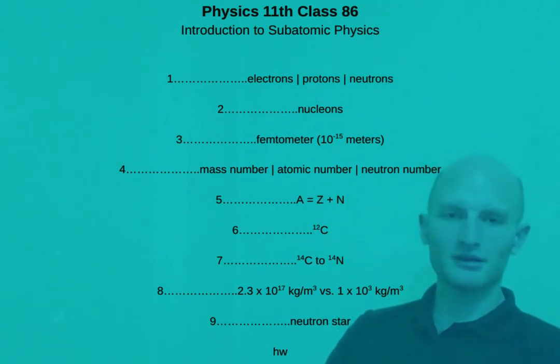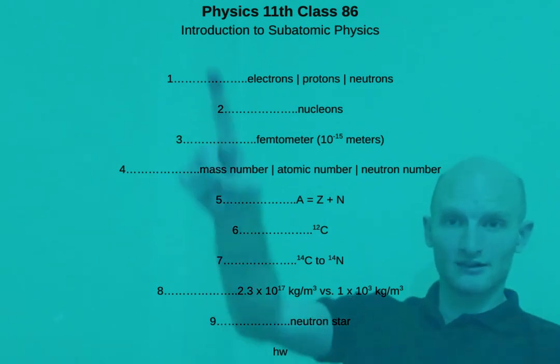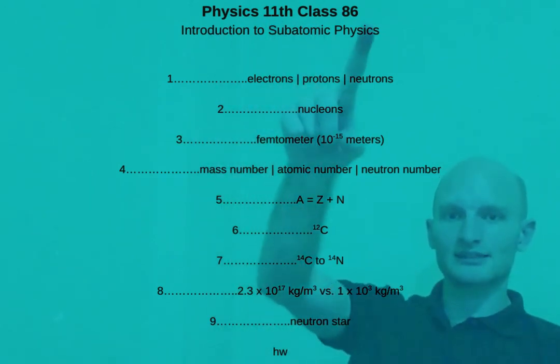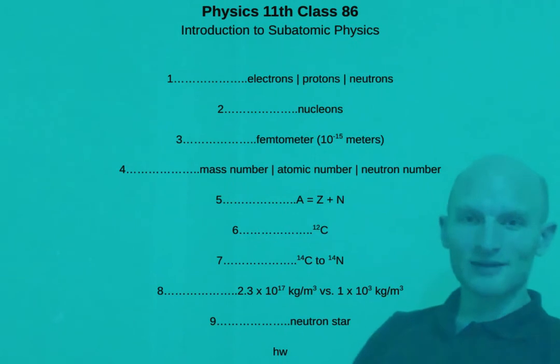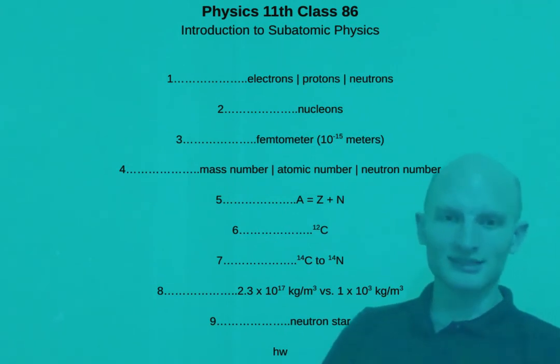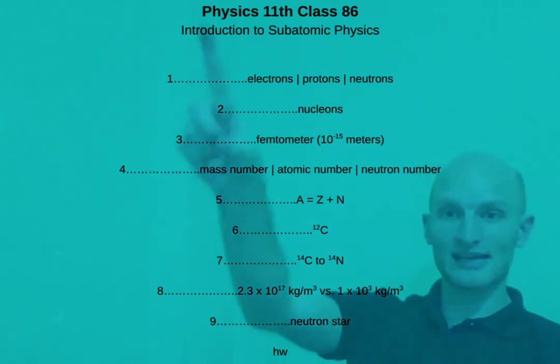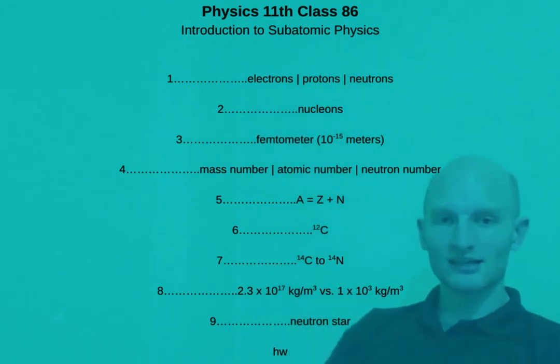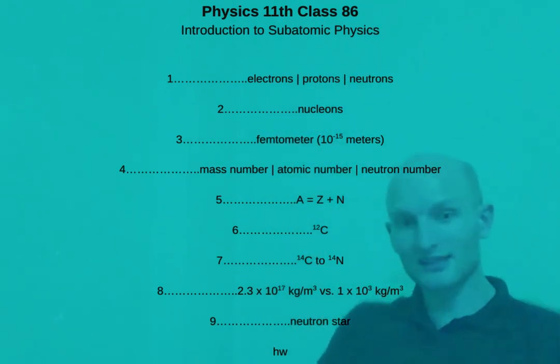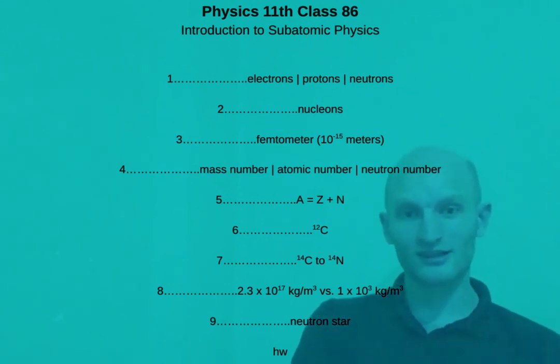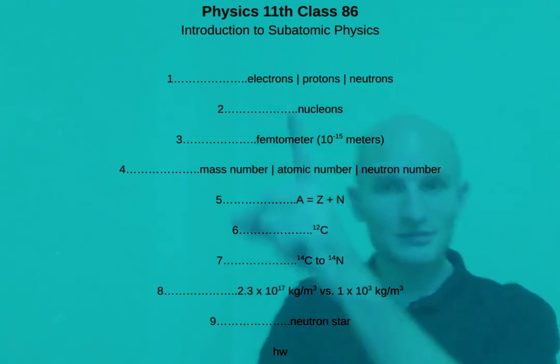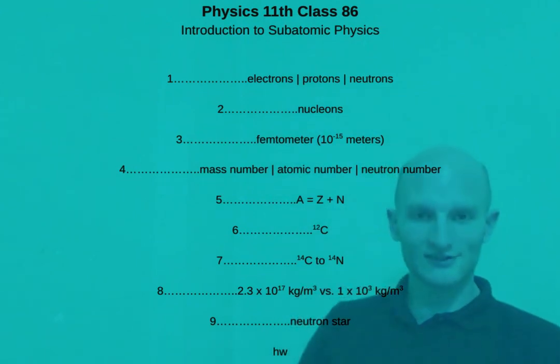Okay, now what does your email need to contain? First of all, your subject line needs to be Physics 11th, Class 86. Exactly. Okay, I'll put that in the homework. I'll put that in Google Classroom too, but make sure your subject line is exactly Physics 11th, Class 86. I do that for a reason, because I need to be able to search for your emails, and if you don't do the correct subject line, then I can never find your correct homework.